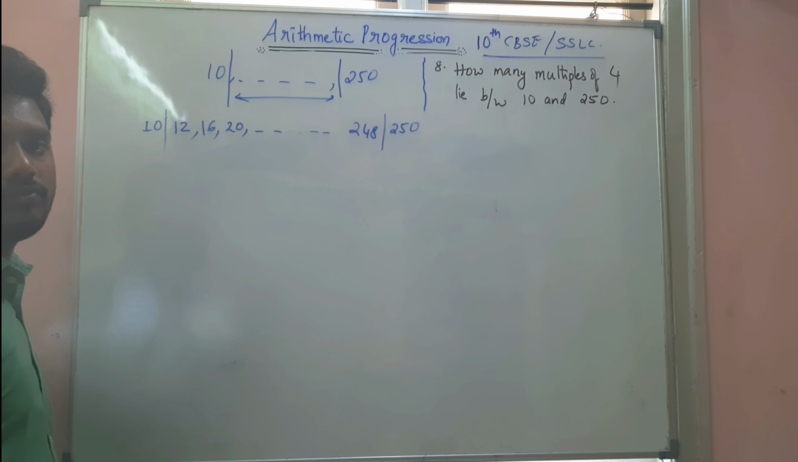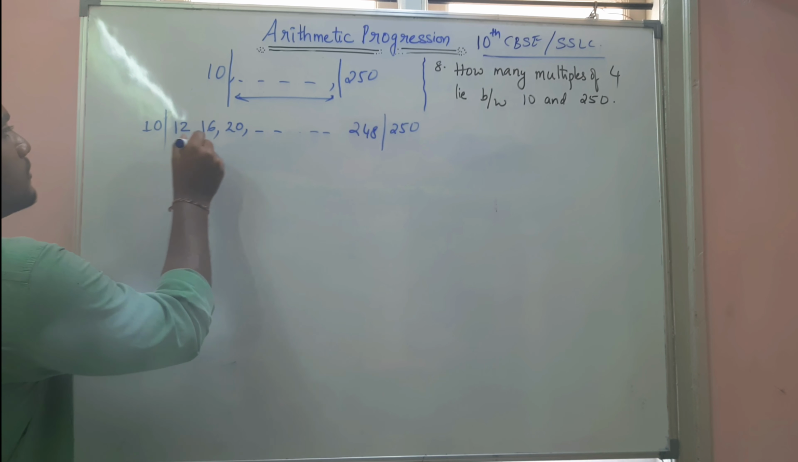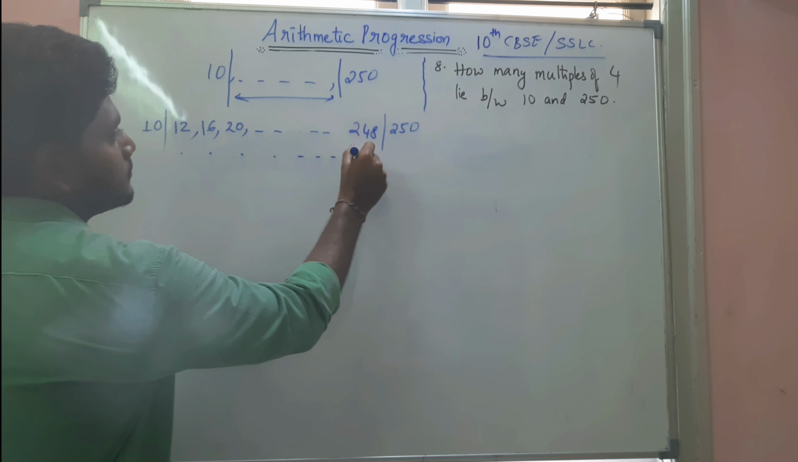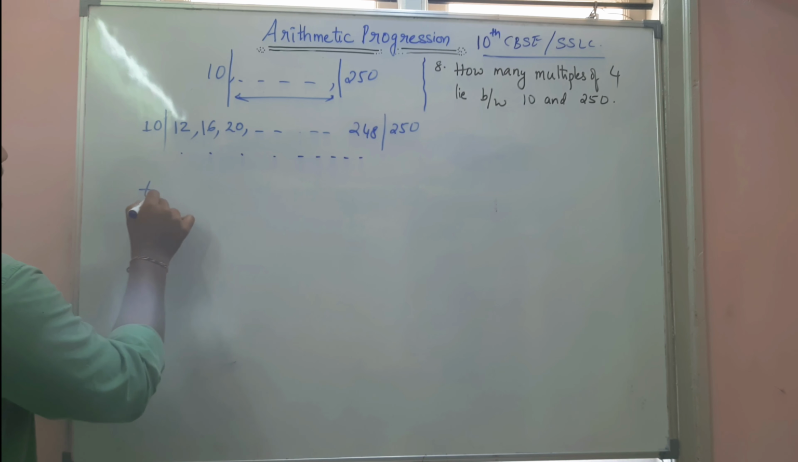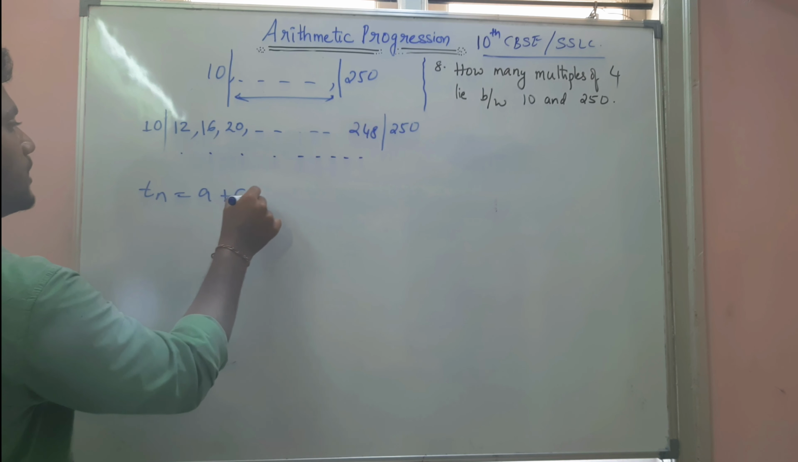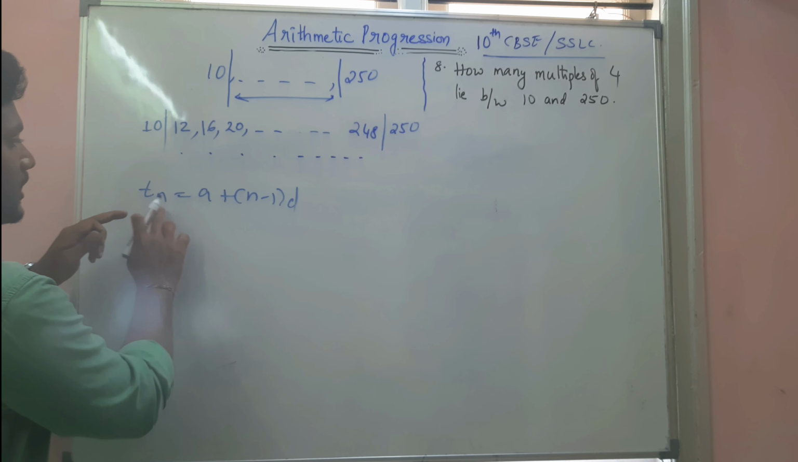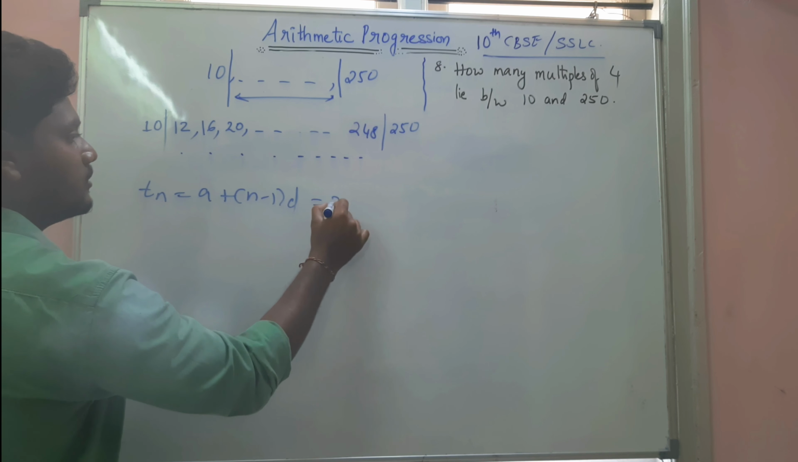Now these are multiples of 4. We need to find the n value, the number of terms. So as you know the formula, Tn is equal to a plus (n minus 1) into d. So that last term is 248.